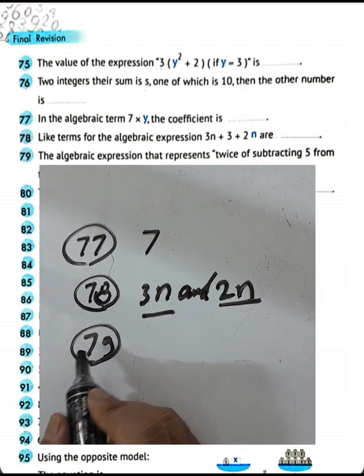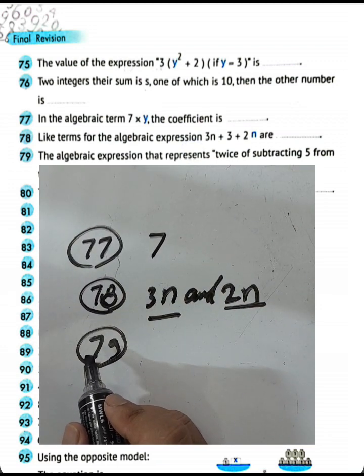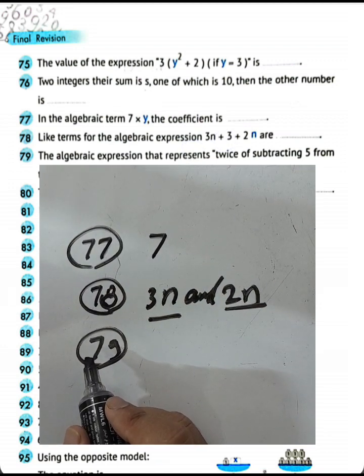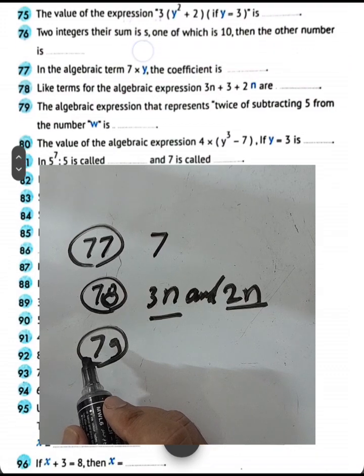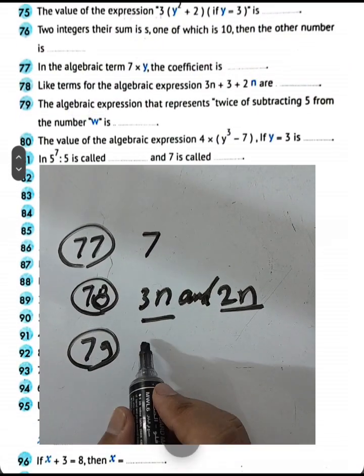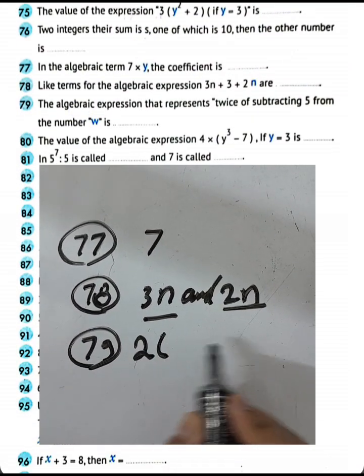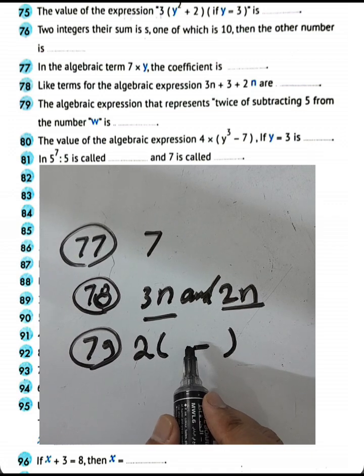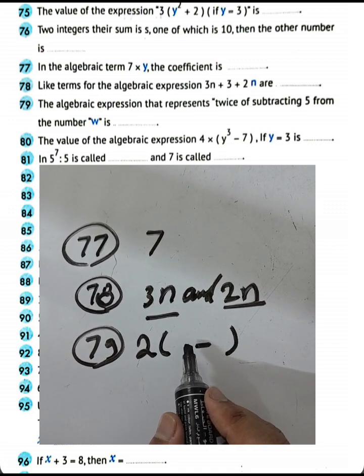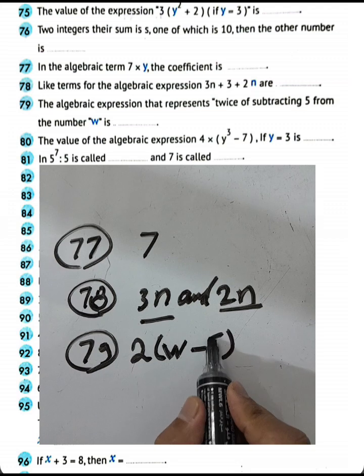Question 79. The algebraic expression that represents twice the subtraction of 5 from w. Twice means multiplication, and the difference is subtracting 5 from w, so w and 5.